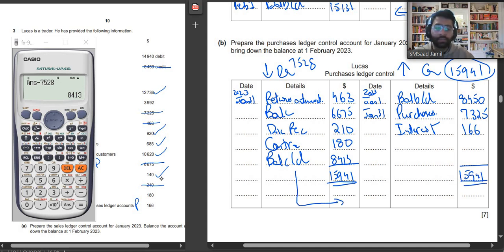Okay, don't make this arrow. I'm making it to help you guys. You guys don't make it. Balance BD. How much? 8413. Okay, now we will be moving on to the next questions.